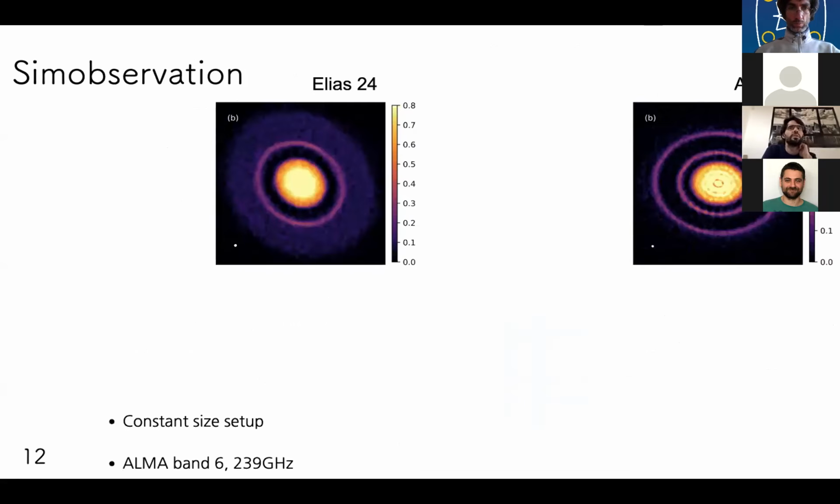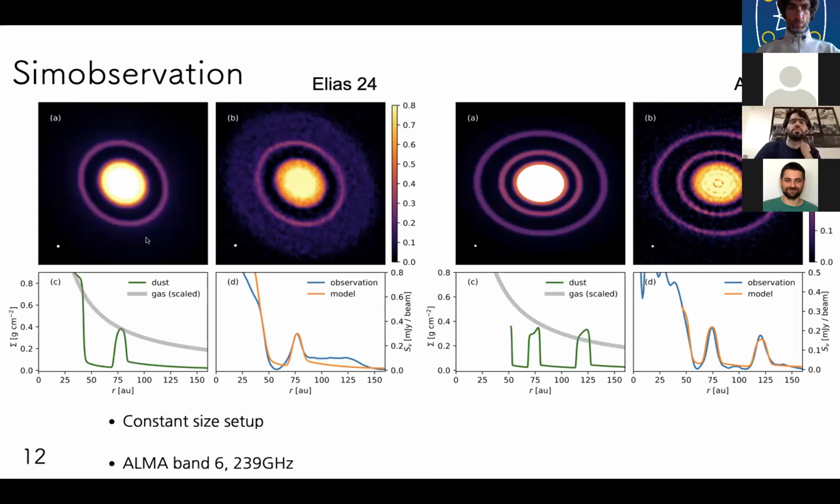We specifically pick two sources in the DSHARP program, which are ES22, which is a single ring disk, and also AS29, which shows at least two very sharp rings in the outer regions. So here is our simulation result and the mock image of the models, and you can see it fits quite well with the observation.